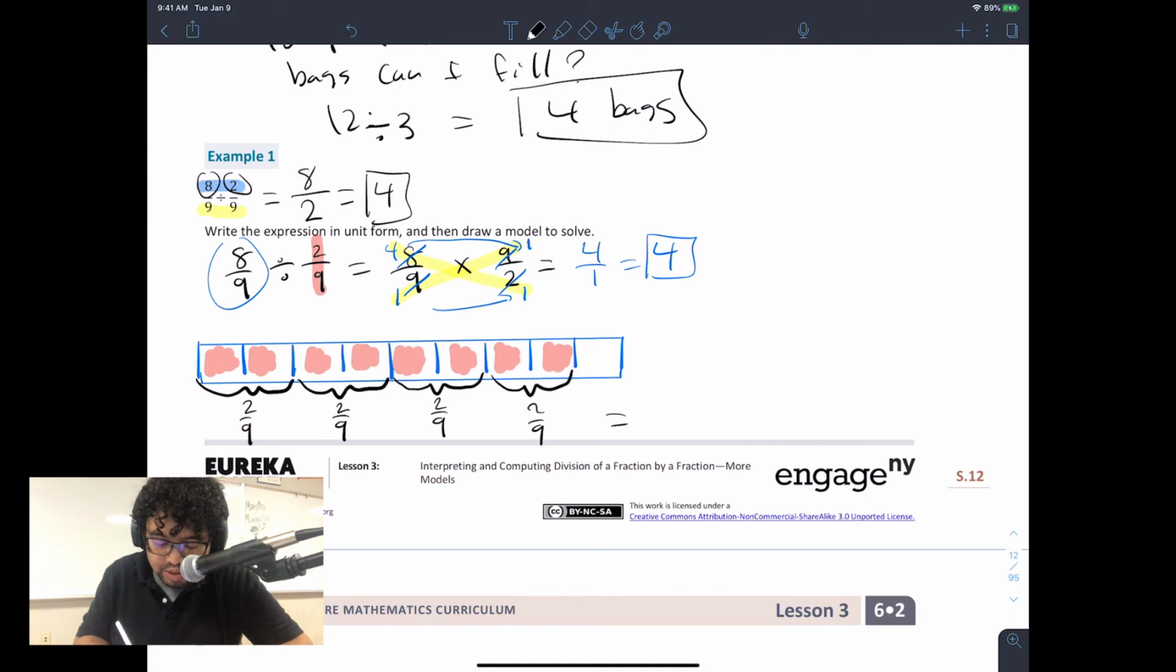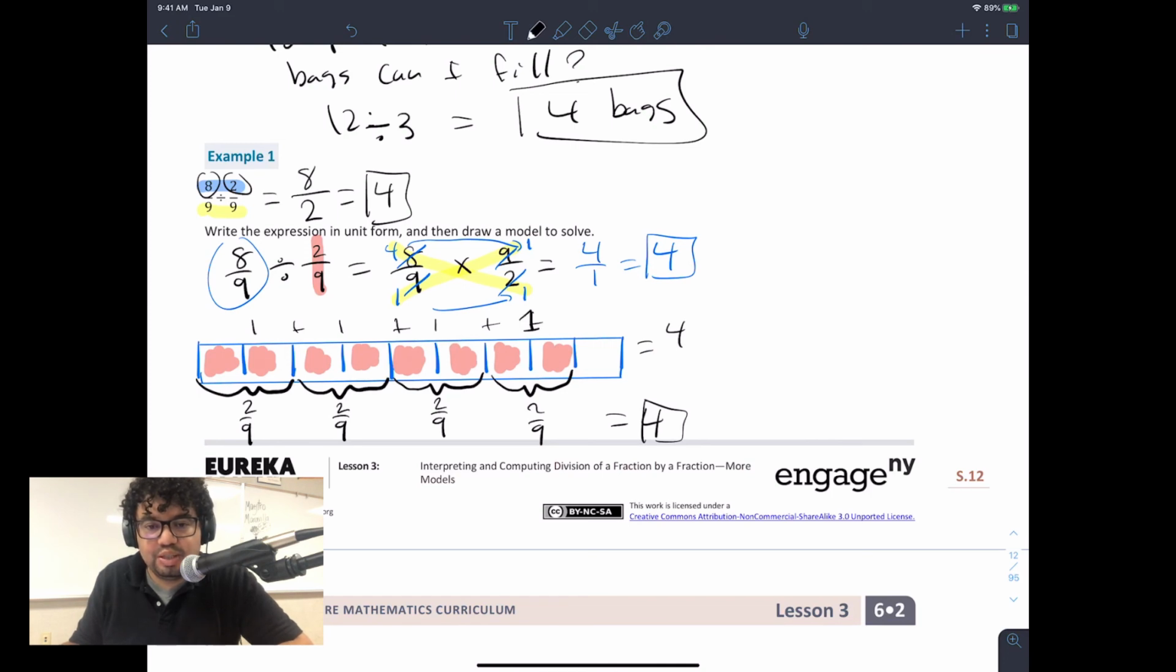So all in all, when you count how many groups you were able to do, we were able to do 1 plus 1 plus 1 plus 1. That gives us 4. So 1 plus 1 plus 1 plus this last one right here gives us 4. So my answer there is 4. Okay.